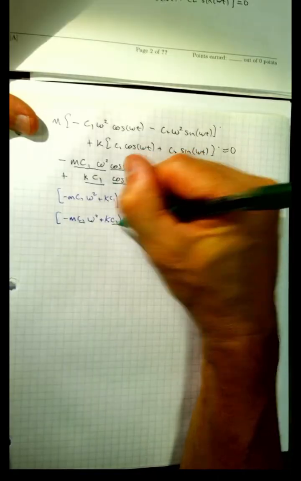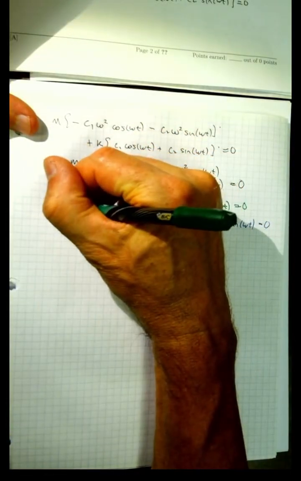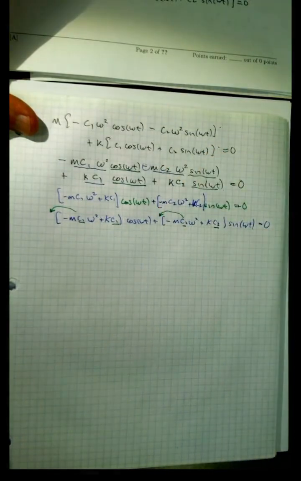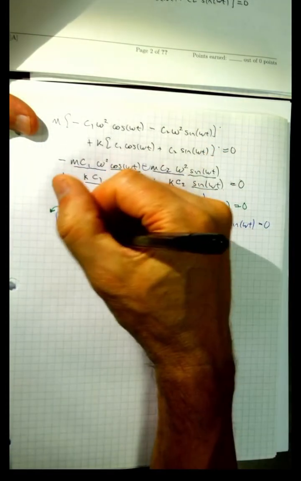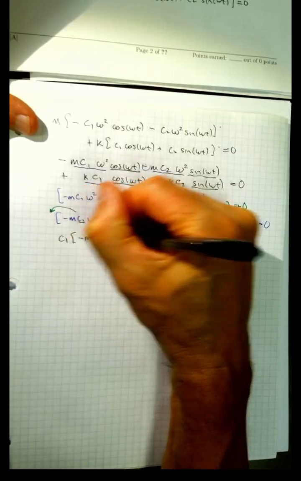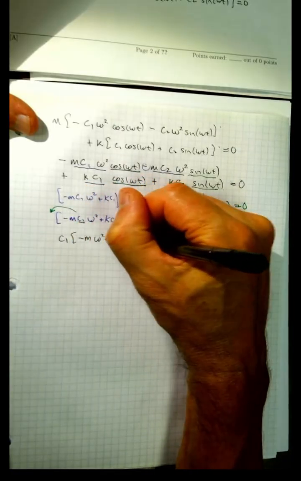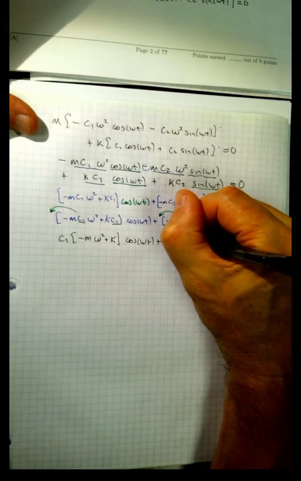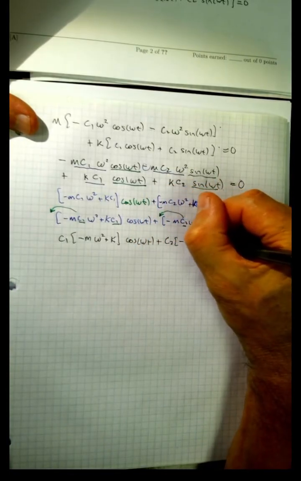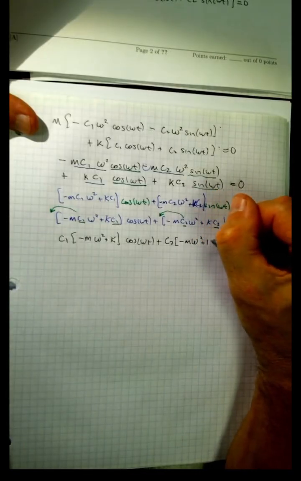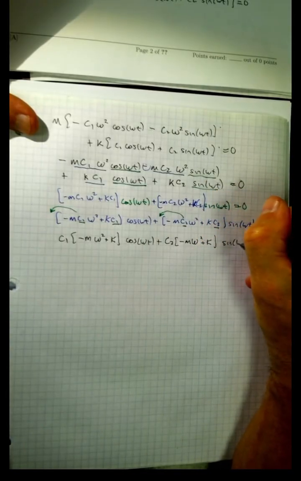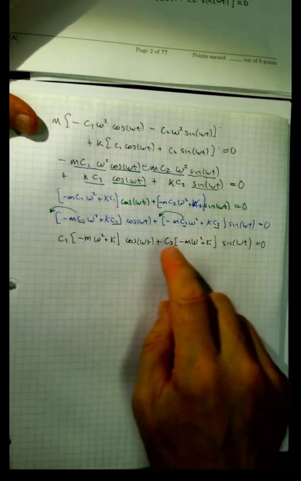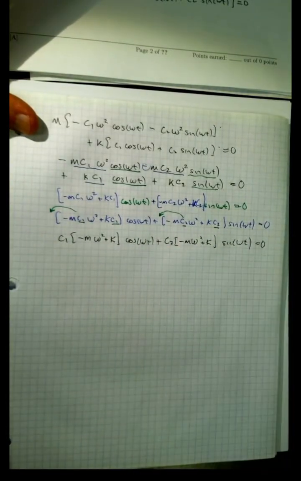Notice there's a C1 there and a C1 there, so I can factor that out. There's a C2 there and a C2 there, so I can factor that out. So I now have C1 times minus m omega squared plus k times cosine omega t. I can pull the C2 out and have minus m omega squared plus k times sine omega t is 0. Now I've got something times cosine plus something times sine is 0.